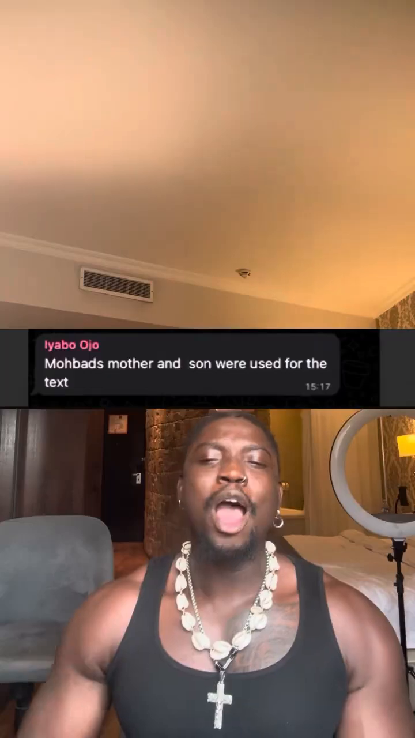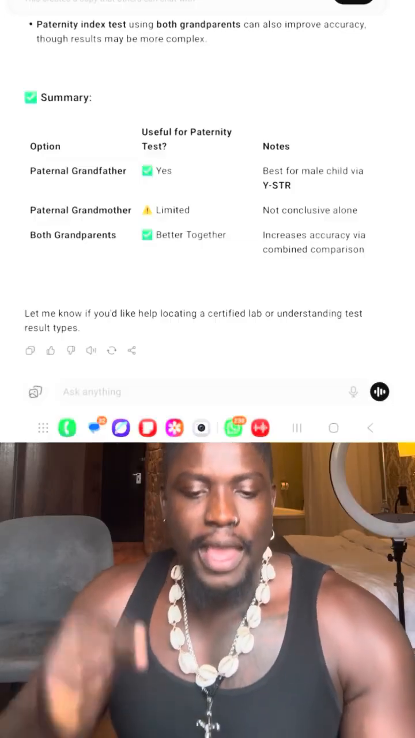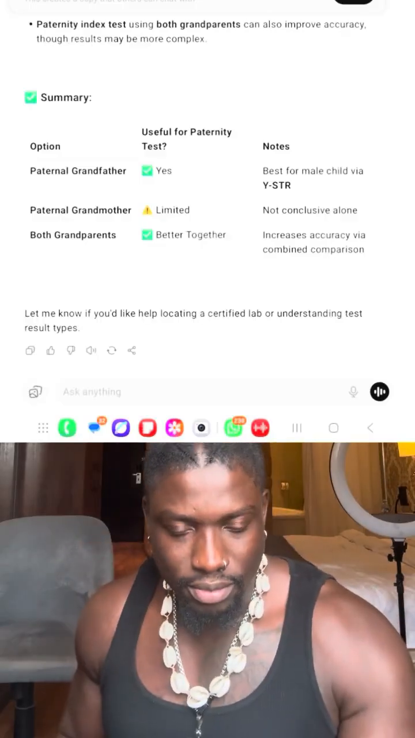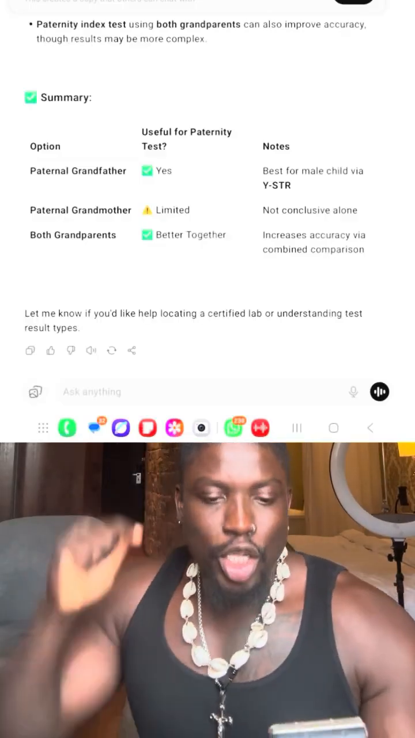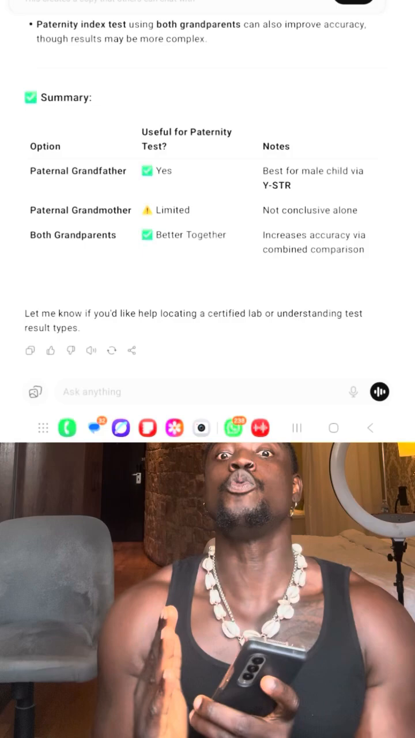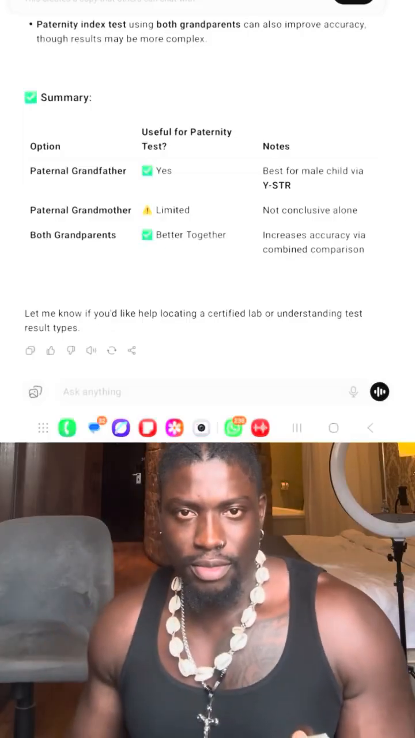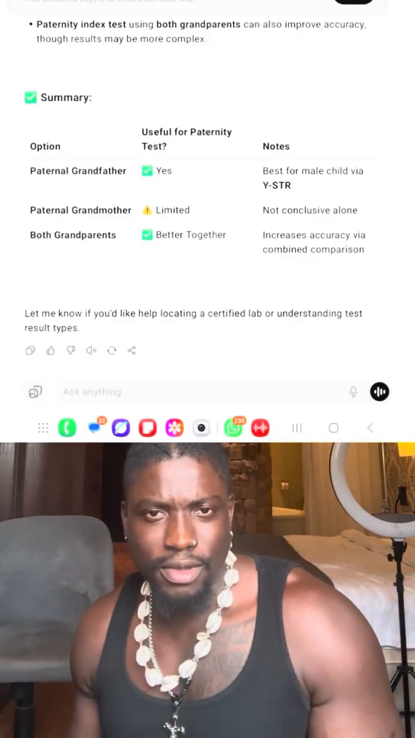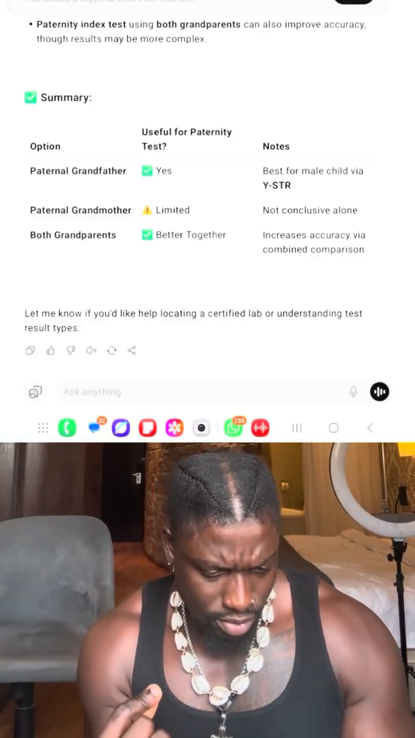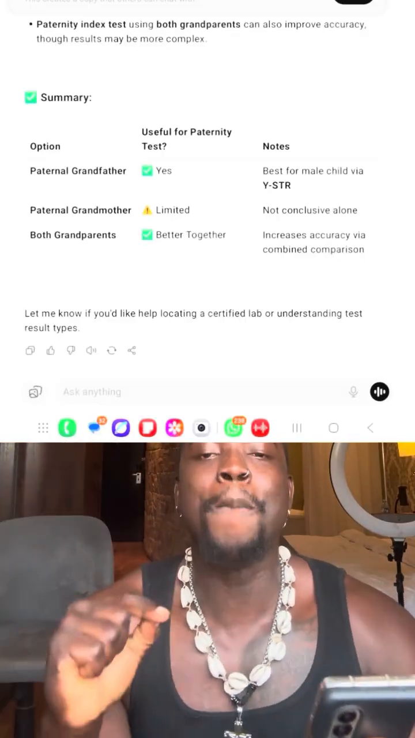But we continue. Now, summary of everything. Summary: option, useful for paternity testing. Listen, paternal grandfather, yes. Best for male child via Y-STR. Paternal grandmother, limited. Not conclusive alone. For the grandfather, the accuracy will be a little bit more to point and say, yes, now Mohbad, now I born this boy. But for the mother, it is not conclusive. The percentage will be very, very low. Now, both grandparents better together, ticked. Increases accuracy via combined comparison.